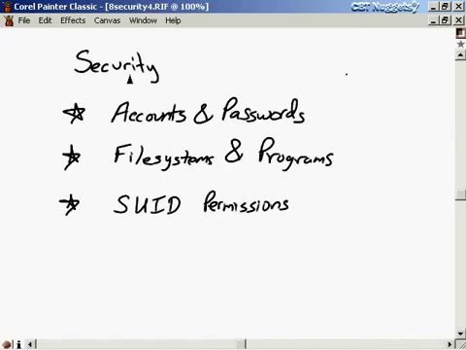Now let's move on and talk about security in our Linux system. First we're going to talk about the security of accounts and passwords, and then we're going to talk about the security of file systems and programs. And finally, we'll talk about what's called set UID permissions. These are really important to understand, so we'll talk about those carefully at the end.